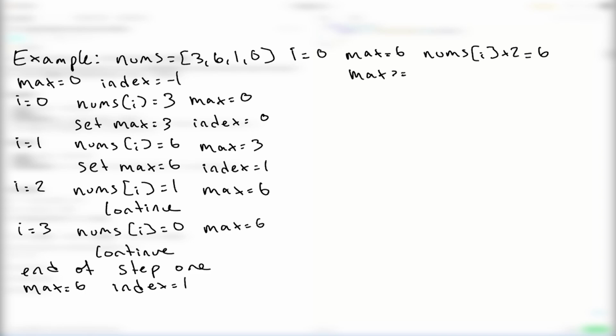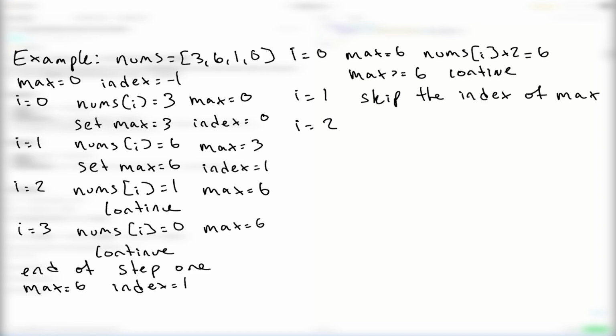So now our max is equal to 6 and our index is equal to 1. Now we're going to say i equal to 0 again. Max is equal to 6, and our nums of i times 2 is equal to 6. So in this case, max is greater than or equal to 6, which is nums of i times 2, so we continue. For i equal to 1, the index is equal to i, so we're going to skip.